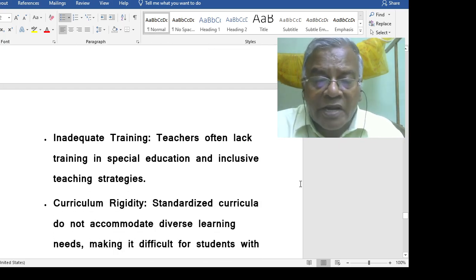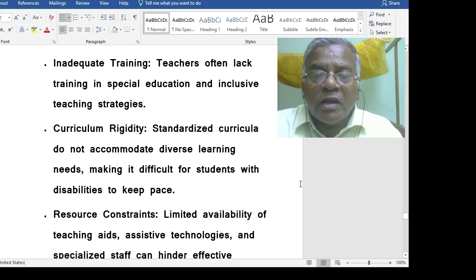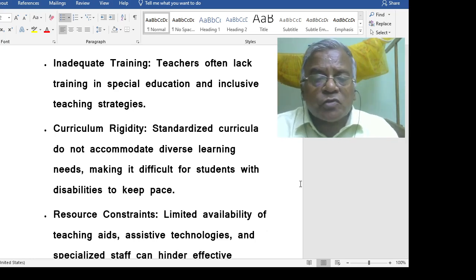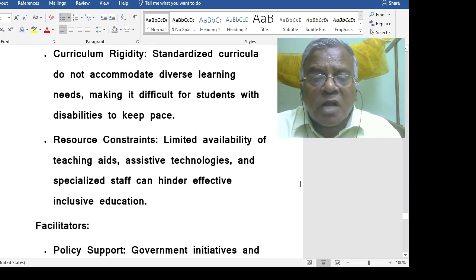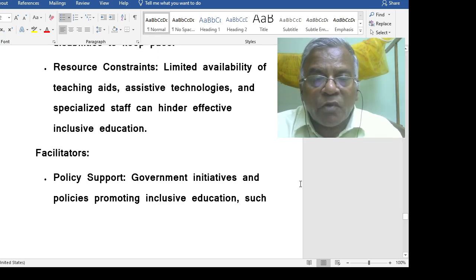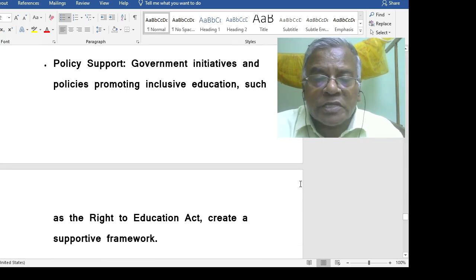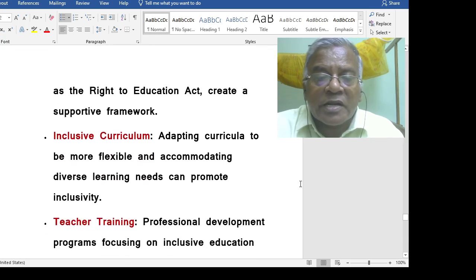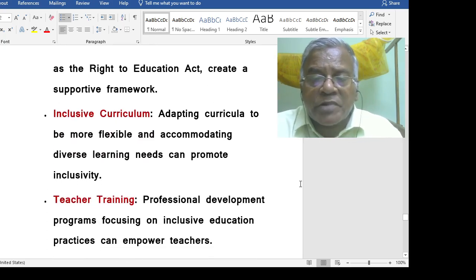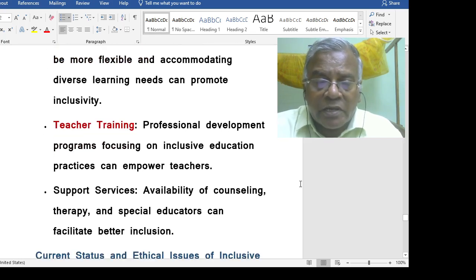Inadequate training. Teachers often lack training in special education and inclusive teaching strategies. Curriculum rigidity. Standardized curricula do not accommodate diverse learning needs, making it difficult for students with disabilities to keep pace. Resource constraints, limited availability of teaching aids, assistive technologies, and specialized staff can hinder effective inclusive education. Facilitators, policy support. Government initiatives and policies promoting inclusive education, such as the Right to Education Act, create a supportive framework. Inclusive curriculum, adapting curriculum to be more flexible and accommodating diverse learning needs can promote inclusivity.